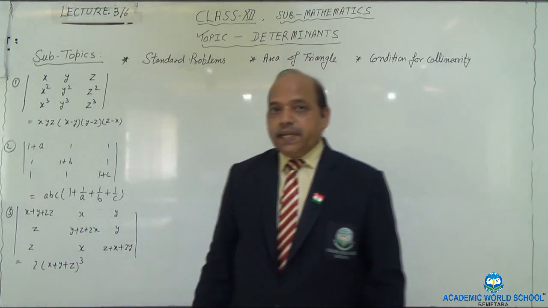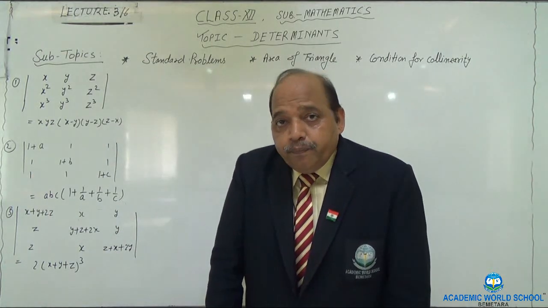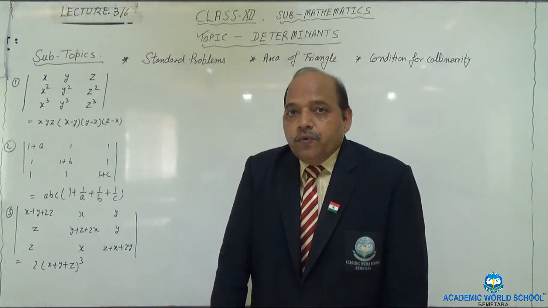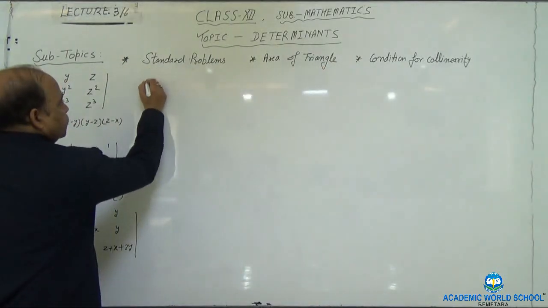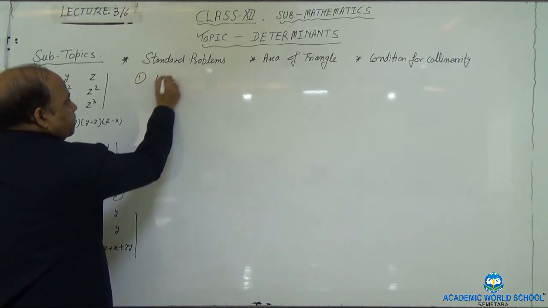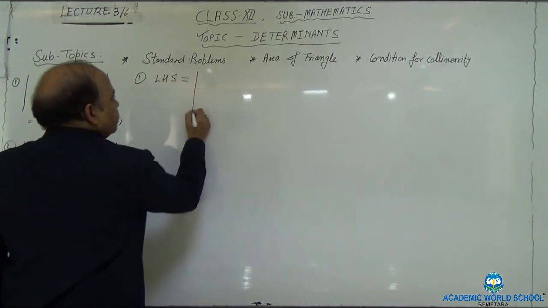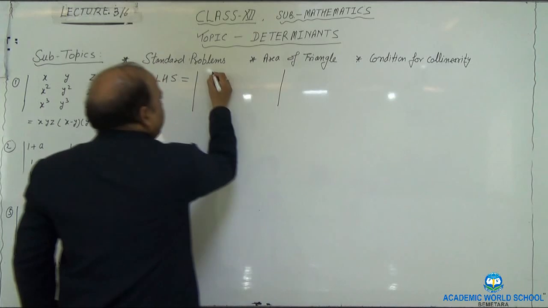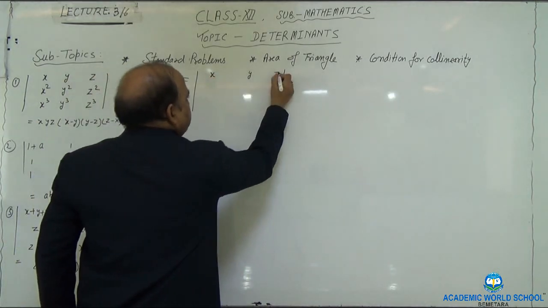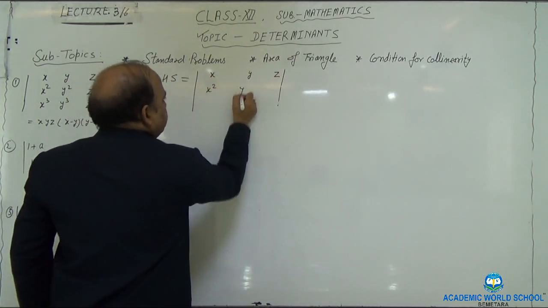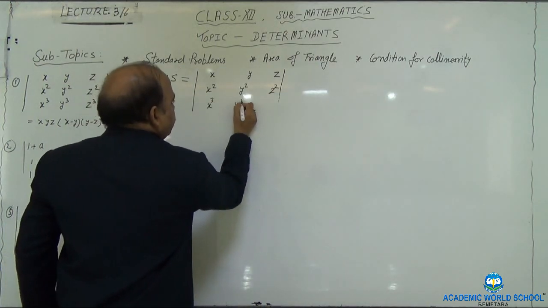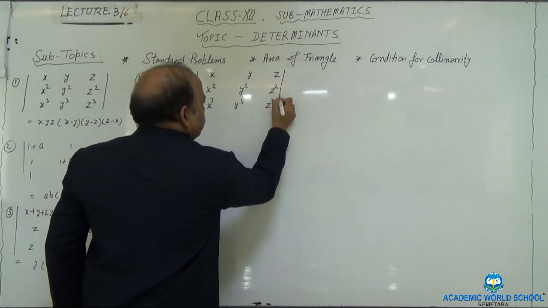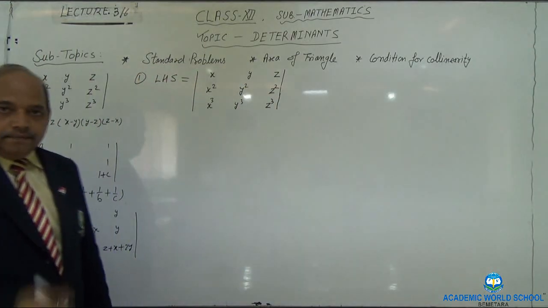So what I said last time, whatever we have to prove, in that proof first we begin with the left hand side. So let's begin with the left hand side. For question number 1, what is our left hand side? Left hand side is given by x, y, z, x square, y square, z square, x cube, y cube, z cube. So this is our left hand side.